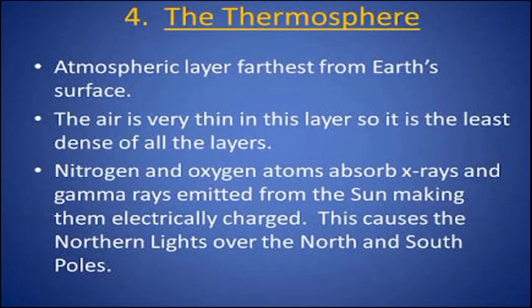The fourth layer is the thermosphere. The atmospheric layer furthest from Earth's surface is the thermosphere. The air is very thin in this layer, so it is the least dense of all the layers. Nitrogen and oxygen atoms absorb X-rays and gamma rays emitted from the sun, making them electrically charged. This causes the northern lights over the north and south poles. This layer is also called the ionosphere.